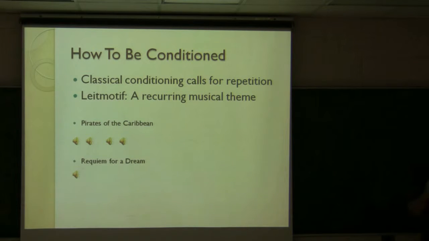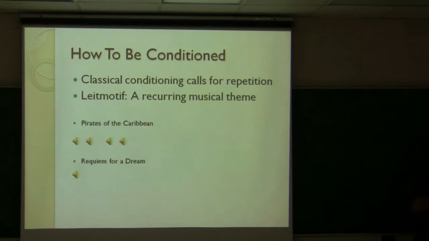Anyway, how to get conditioned. You hear the same things over and over. You come to expect certain images, or vice versa. You see the same images, you come to expect the same song. A fancy word I learned, and it's definitely my word of the week, leitmotif, is the specific word for a recurring musical theme. It's really just a motif that happens to be musical. Vocabulary lesson for the day.